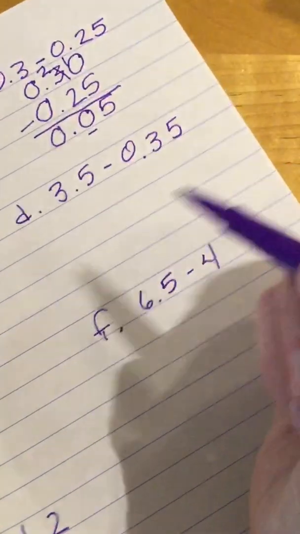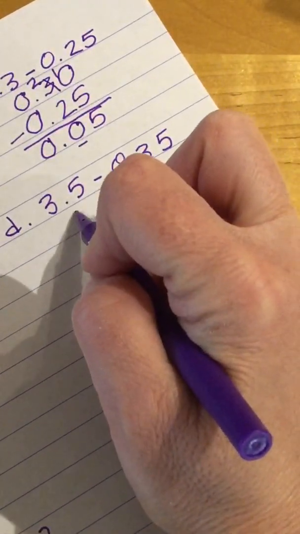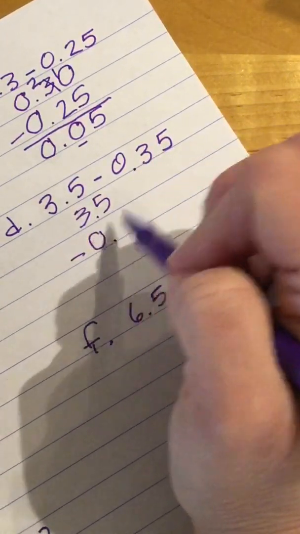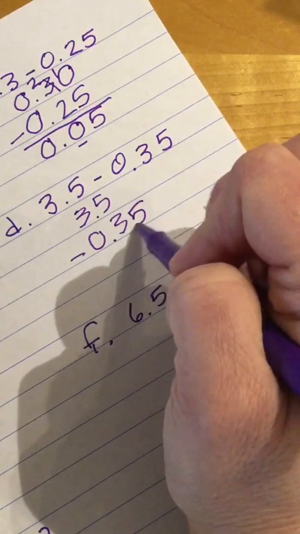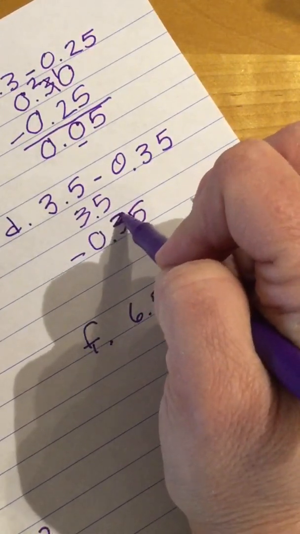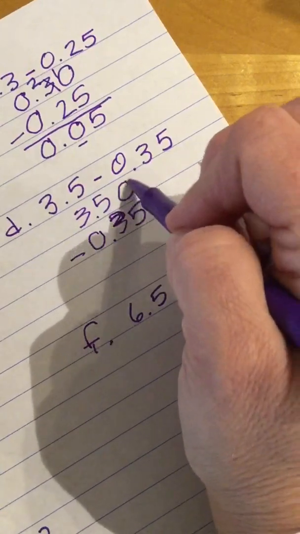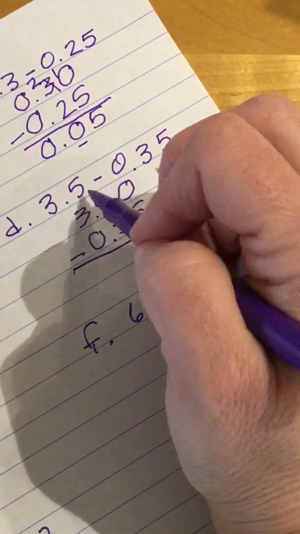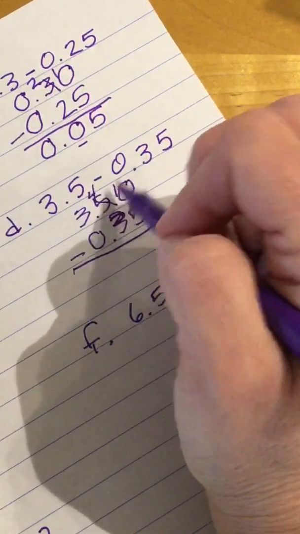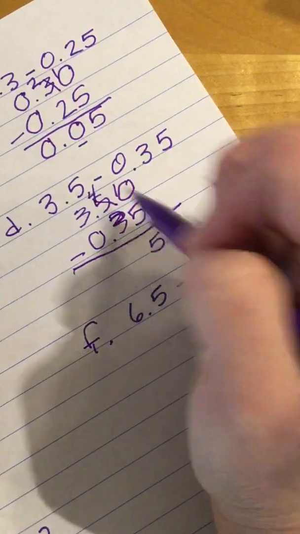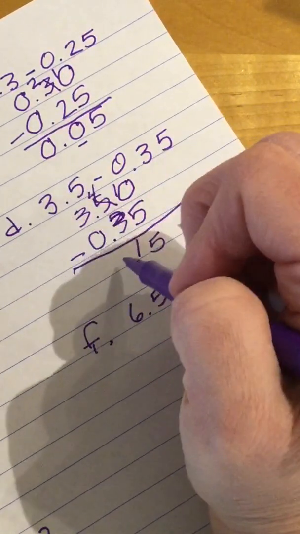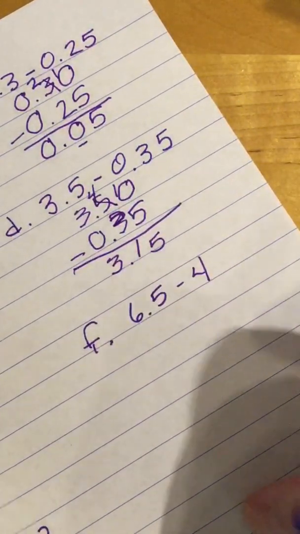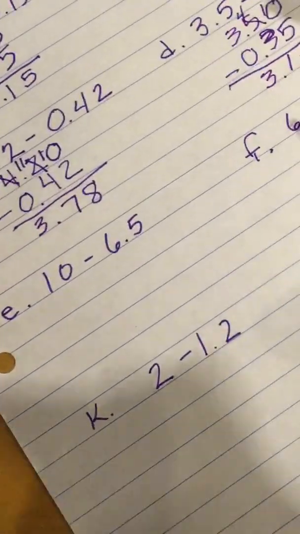All right, my next problem. I have 3 and 5 tenths. And I subtract 35 hundredths. I'm sorry, that 3 looks terrible. All right, so I put my 0 here to help with my place value. I need to regroup. 10 subtract 5 is 5. 4 subtract 3 is 1. Bring down my decimal. 3 subtract 0 is 3. And there you go.